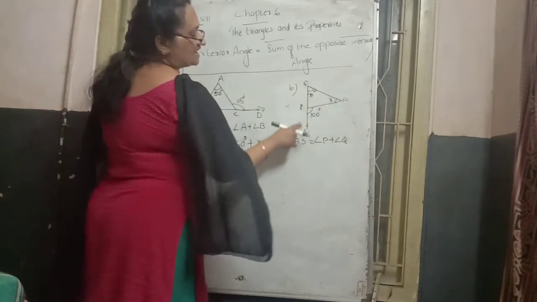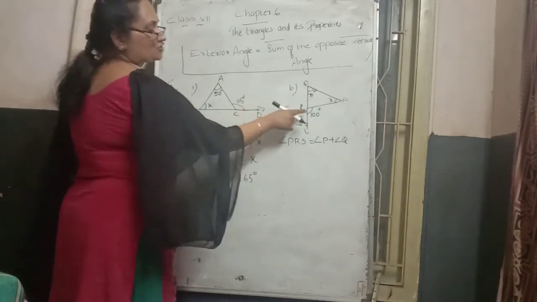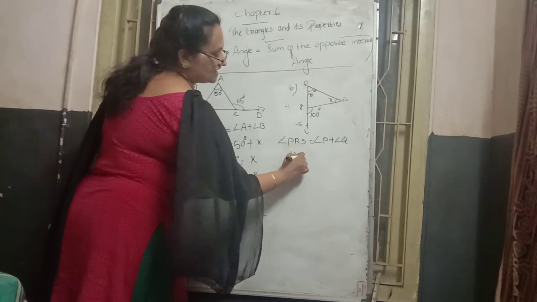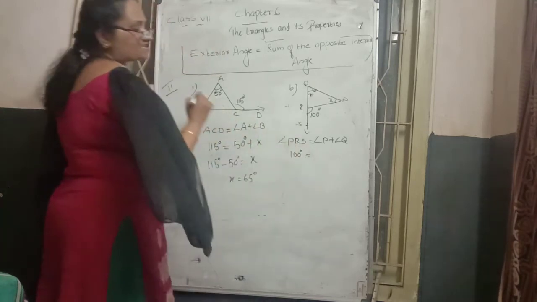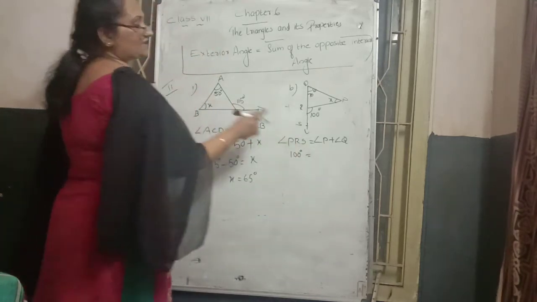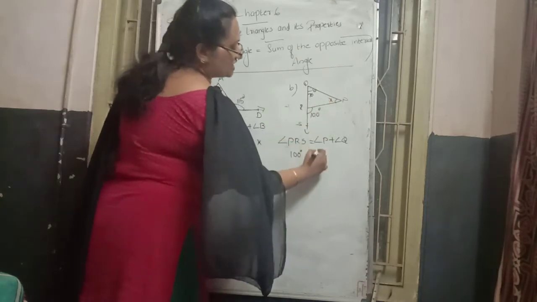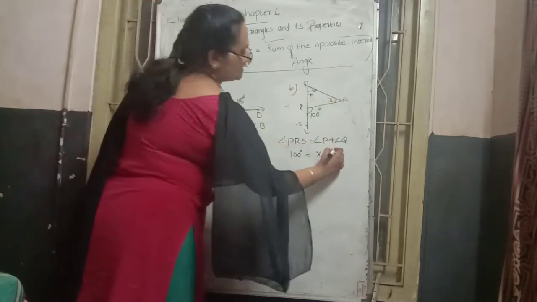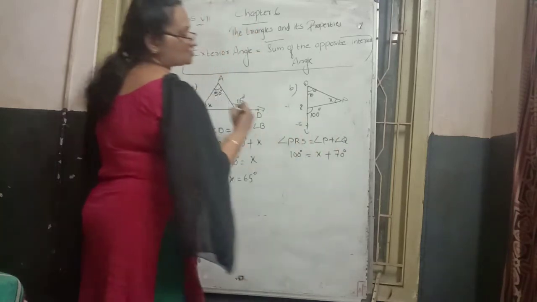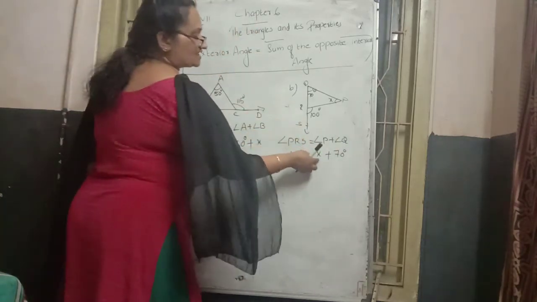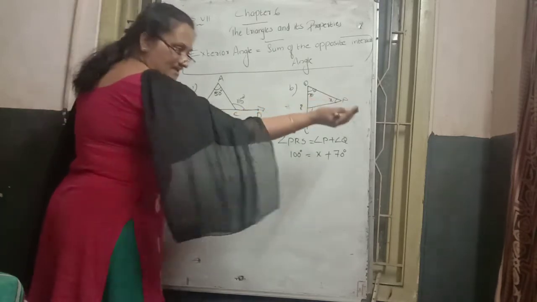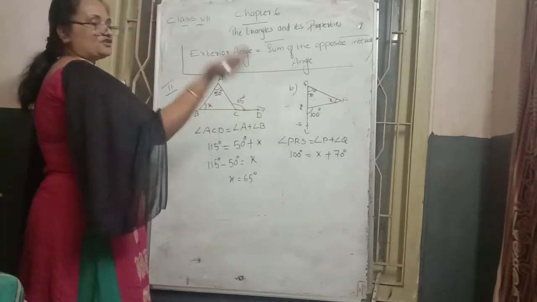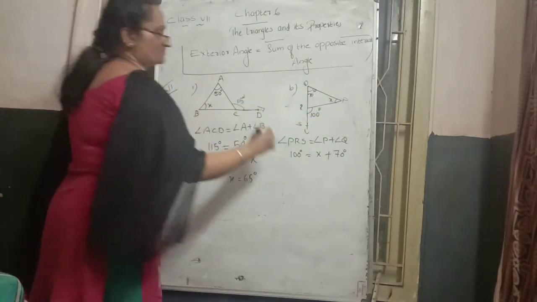The PRS value is given. How much? It is marked on the diagram as 100 degrees. That's why in the second step, in PRS's place we can substitute 100. Angle P is marked as x degrees, plus angle Q, in whose place we substitute 70 degrees. Our aim is to find this x value. How to find it? Plus 70 goes to the left side; the plus changes to minus 70.